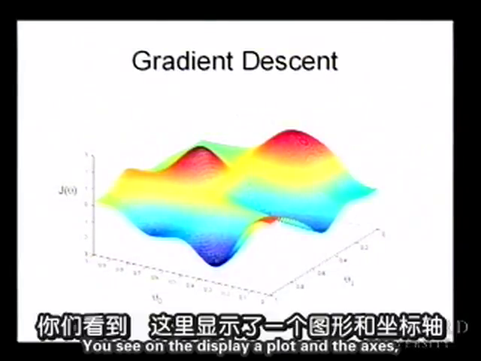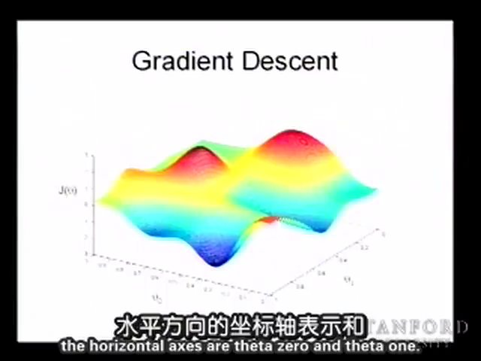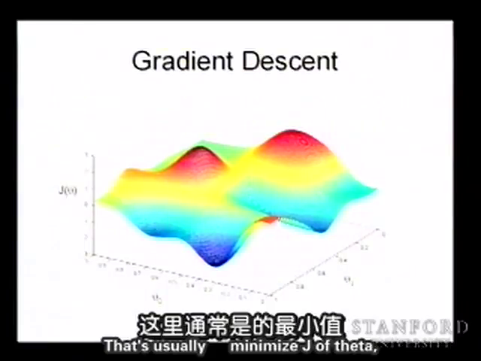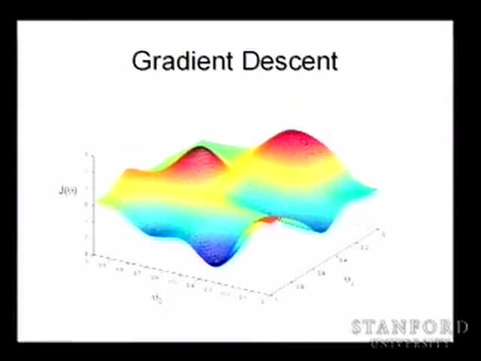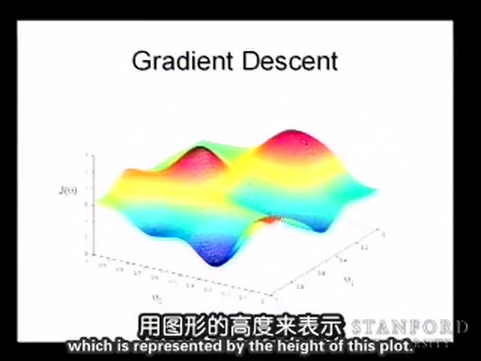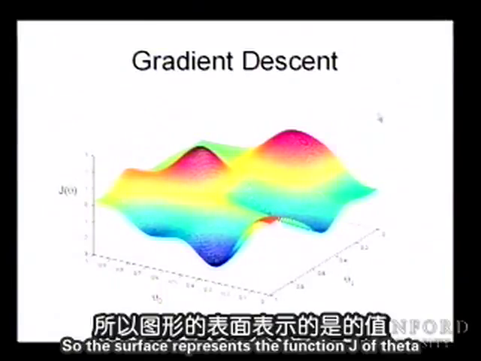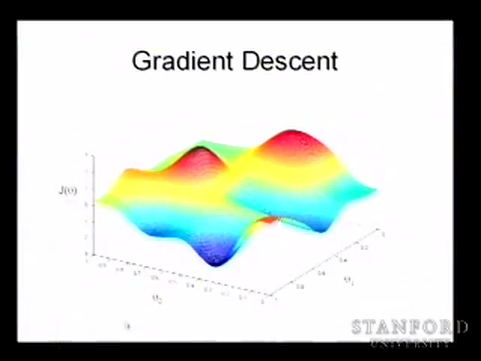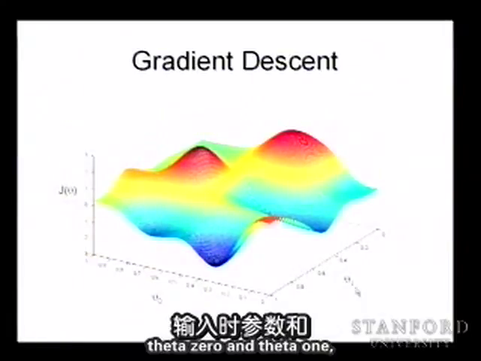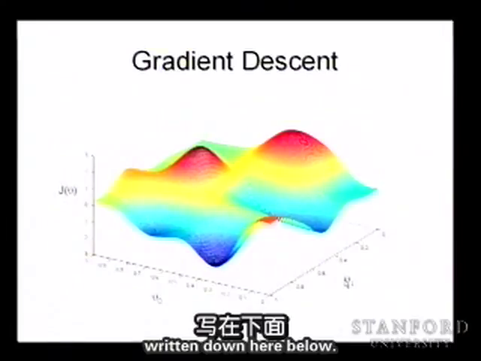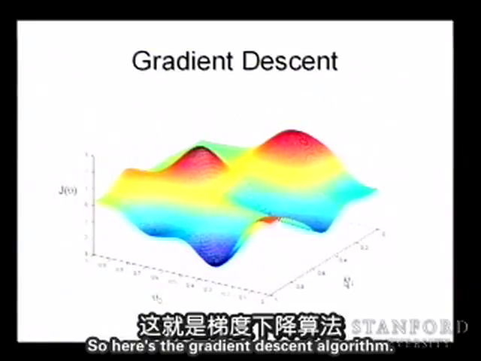Here's the idea. You see on the display a plot, and the horizontal axes are theta 0 and theta 1. Right? So you want to minimize j of theta, which is represented by the height of this plot. The surface represents a function j of theta, and the inputs of this function are the parameters theta 0 and theta 1, written down here below. So here's the gradient descent algorithm.